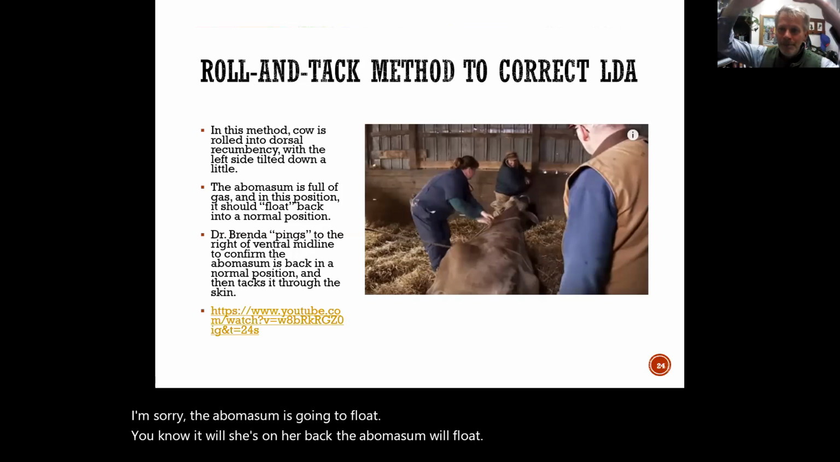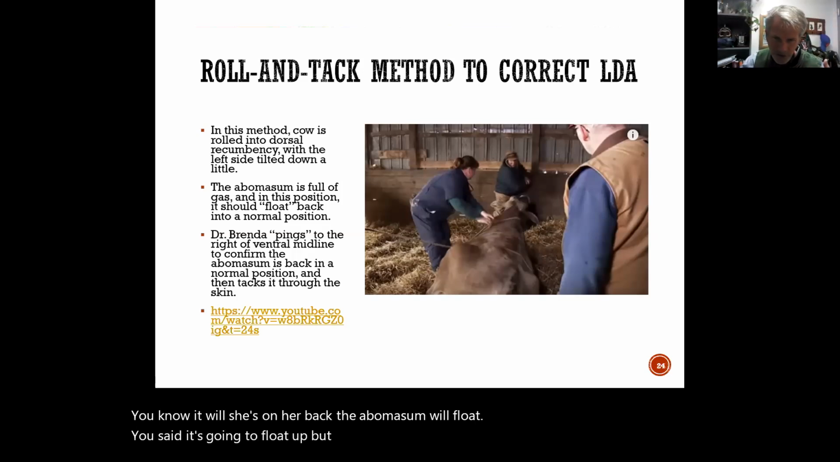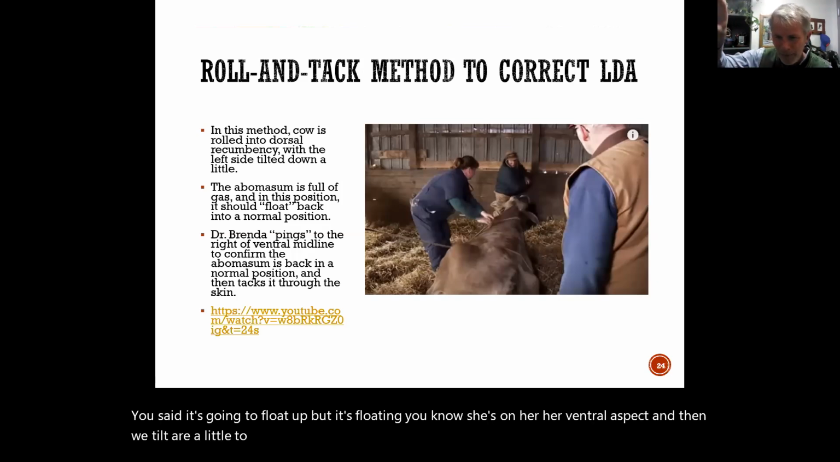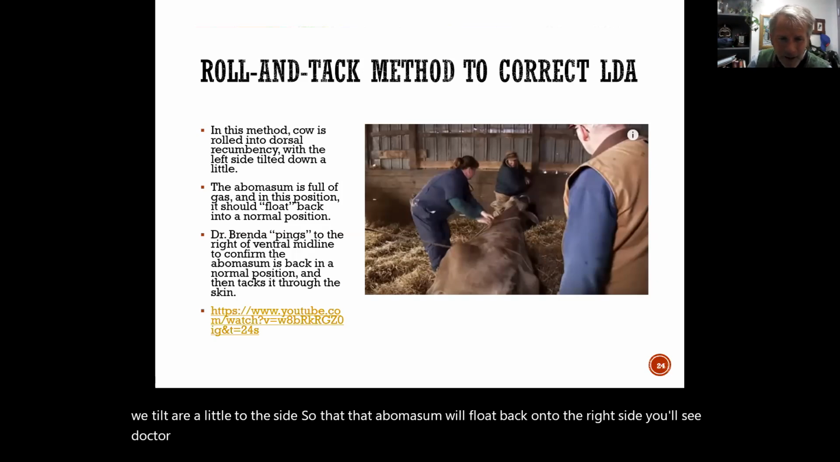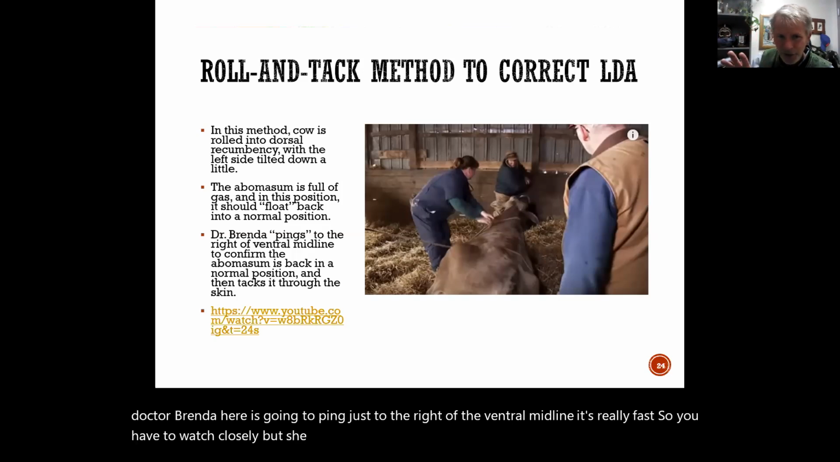She's on her back, so the abomasum will float up on her ventral aspect. And then we tilt her a little to the side so that the abomasum will float back onto the right side. You'll see Dr. Brenda here is going to ping just to the right of the ventral midline. It's really fast, so you have to watch closely. But she checks, and that tells her that the abomasum is back in the normal position.